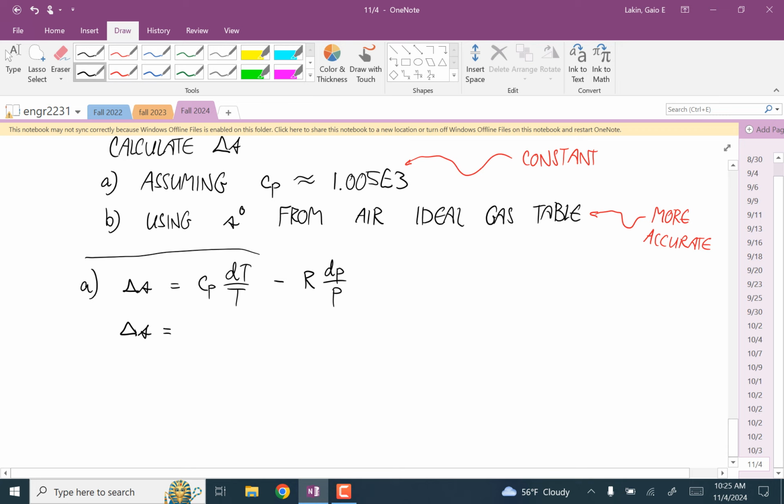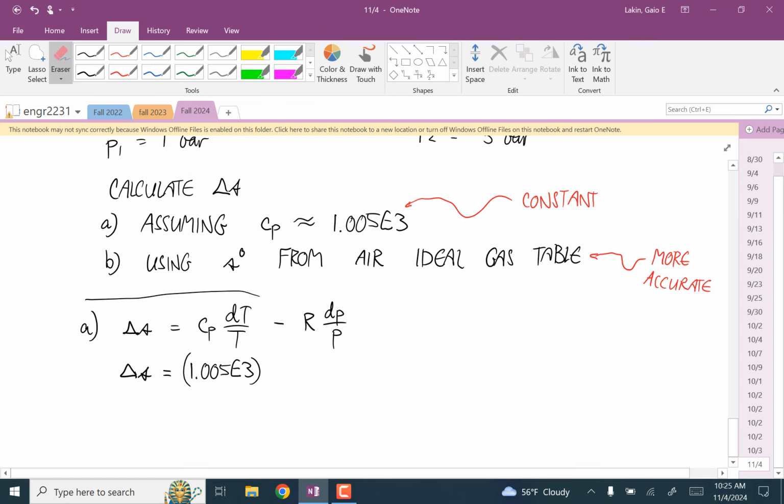So the change in specific entropy is equal to 1.005 times 10 to the third. This is all in SI units. Let's go through the integrals. So we have the integral of, we're assuming Cp is constant, so you can pull that out. That's the key to this approximation, from state 1 to state 2 of dT over T, minus R is always constant, so you can pull that out, times the integral from state 1 to state 2 of dP over P.